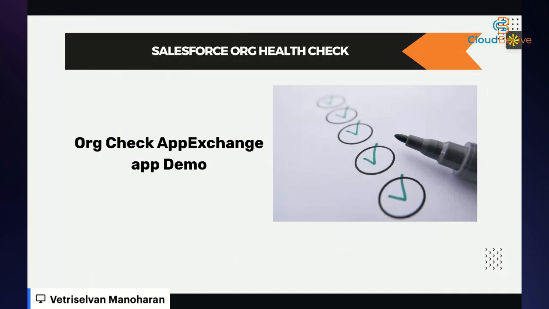Okay. So finally, I just wanted to show, as I don't know how many of you know, Salesforce is going to retire the Salesforce Optimizer in the upcoming Winter '26 release. But there is a new app called Org Check on the AppExchange. Okay, it's a free app. It's very cool. You could do a lot of stuff in that. I'll just show a quick demo on that actually.